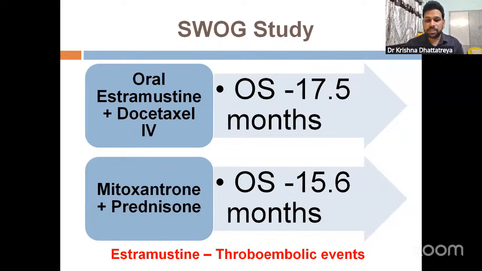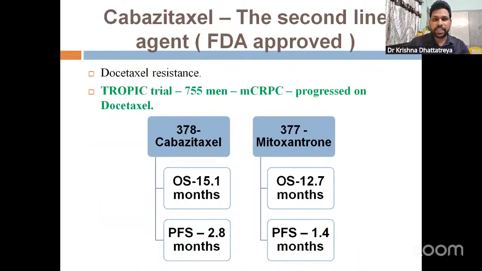But estramustine we have ultimately stopped because of thromboembolic events. So docetaxel is given as a single drug only. Other combinations have also been tried, along with bevacizumab and others, but it is better to give docetaxel as a single agent. Okay, these are the two important studies.